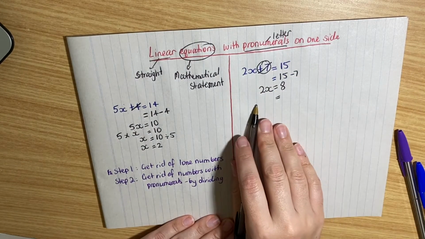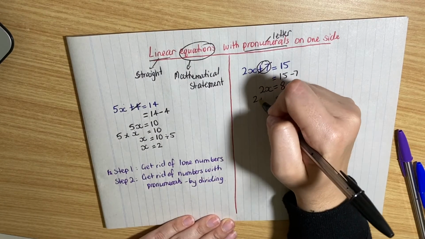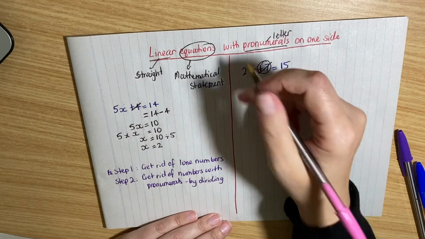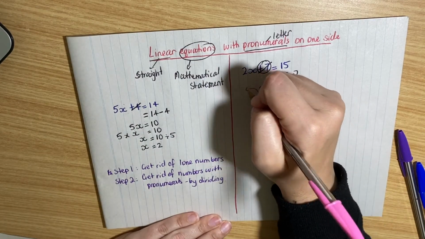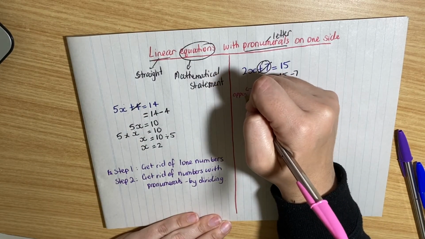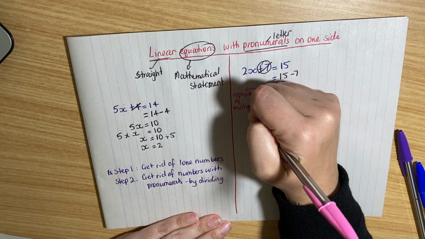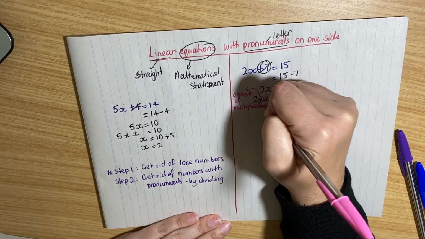How do I get rid of the 2? That means 2 times x. What is the opposite of times? The opposite of times, I'm just going to annotate this here: opposite of multiplication is division.